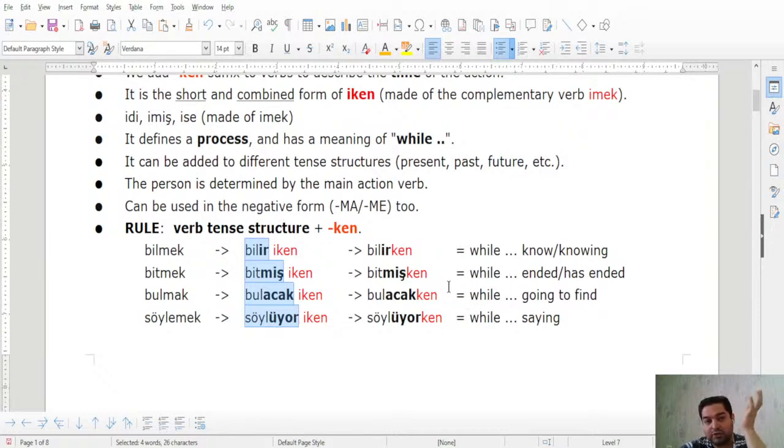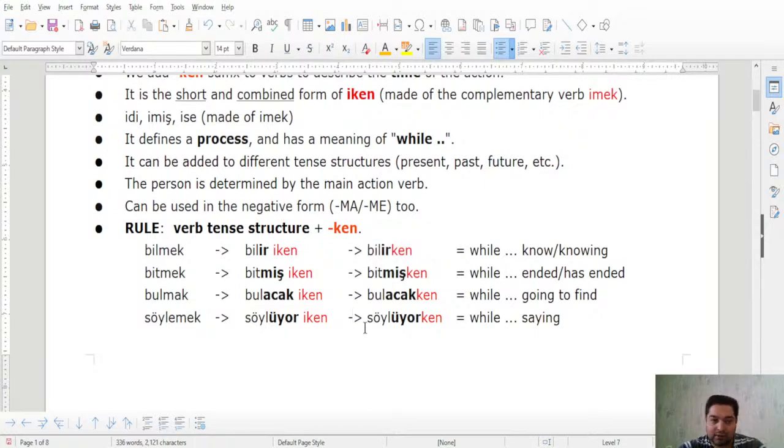That's how we make it, okay? But the real person meaning will come from the action verb. Whether it was I was, while I was doing, while they were playing, that they or I will come from the action verb. The real meaning of bilirken, bitmişken, whom it is relevant to, who that person is, depends on the action verb. Okay, that is coming from the action verb.